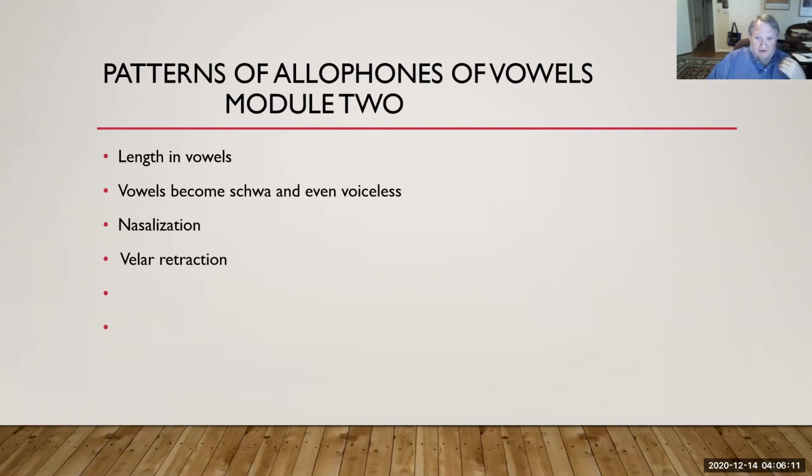Let's look at another allophonic pattern of vowels. This is nasalization. When a vowel occurs before a nasal in a word, there's a habit in English of letting that vowel become nasalized, meaning we anticipate the nasal and lower the velum, letting the air go through the nose during the vowel. And I will give you an example of that shortly.